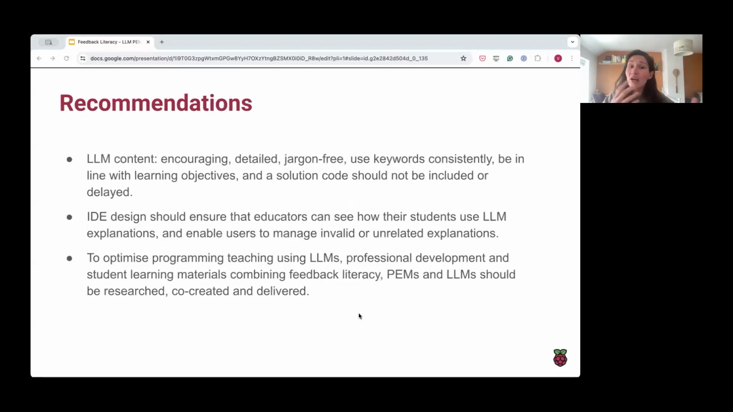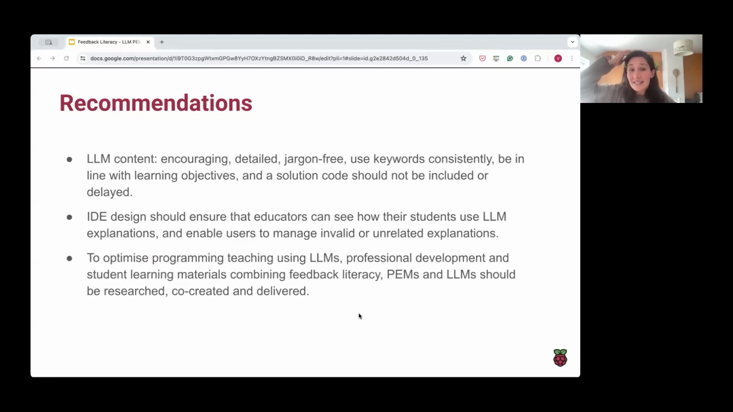So from combining these two perspectives of enhanced programming error message guidelines and feedback literacy, we recommend that large language model content should be encouraging, detailed, jargon-free, use keywords consistently, and be in line with learning objectives. And solution code should not be included or delayed.